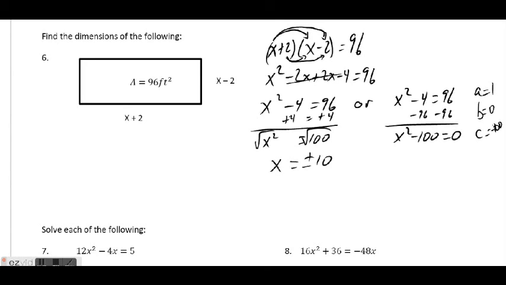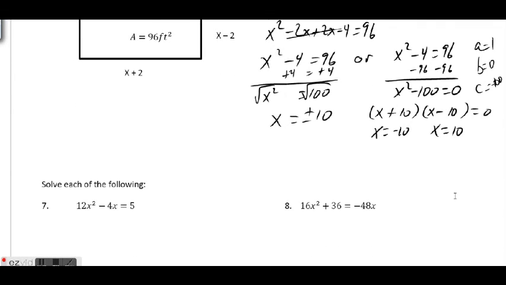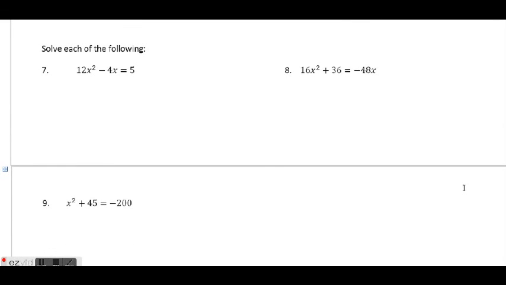Here's the second approach. Hopefully you recognize it's the difference of 2 squares. So, square root of x squared is x, plus or minus, square root of 100, which we already talked about, was 10. Now you solve both of these. So here, x is equal to negative 10, x is equal to positive 10. Same answers. I don't care what method you use, whichever one you're more comfortable with.